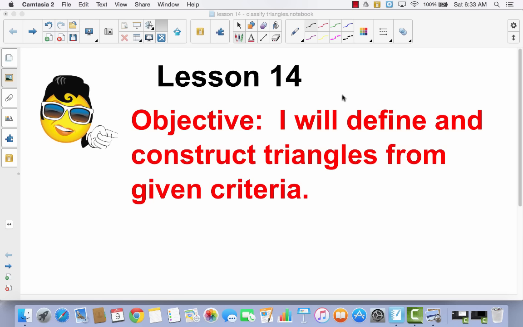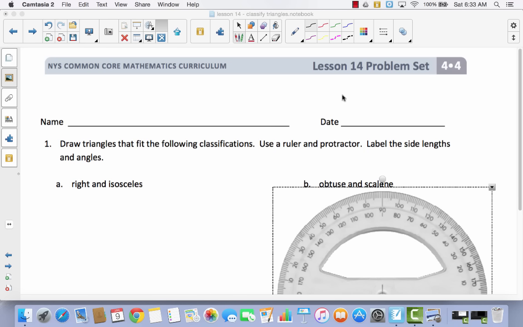Lesson 14, I will define and construct triangles from given criteria. In Lesson 13, we learned to sort triangles based on the length of their sides or based on their angle measurements. Well, today we're going to actually construct triangles, which means we're actually going to draw triangles based on given criteria. So once you get your problem set, you're also going to need a protractor.